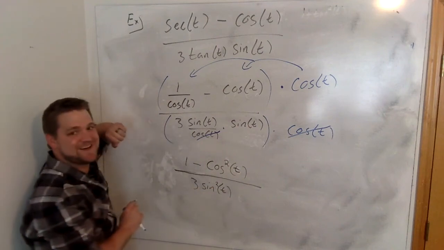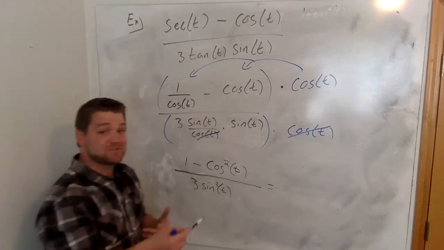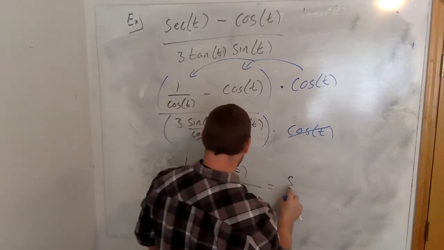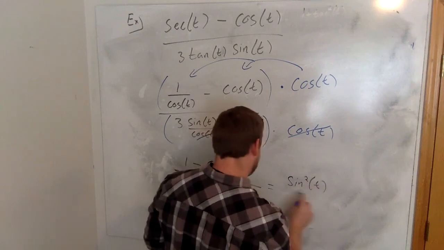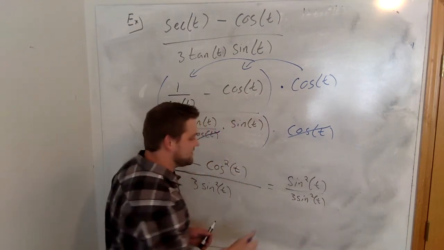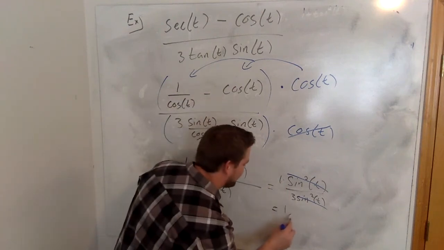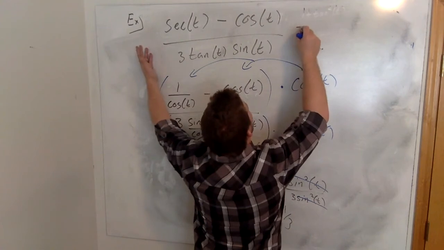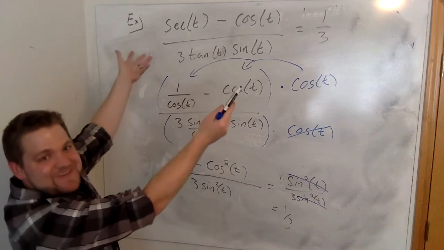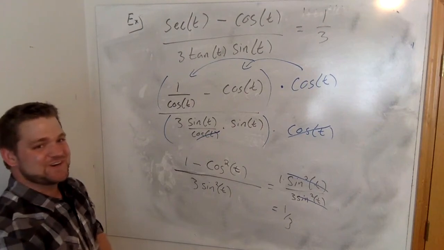Oh, this one's going to turn out to be nice. 1 minus cosine squared. Remember, sine squared plus cosine squared is 1. So sine squared would be 1 minus cosine squared. So this is the same thing as sine squared of t all over 3 times sine squared of t. Oh, how fun is this? These sine squared cancel each other out. There's still a 1 times here. This is all just 1/3. What? All along, this was just 1/3. Why didn't you tell us from the beginning it was 1/3? Oh, that is just good old fun.